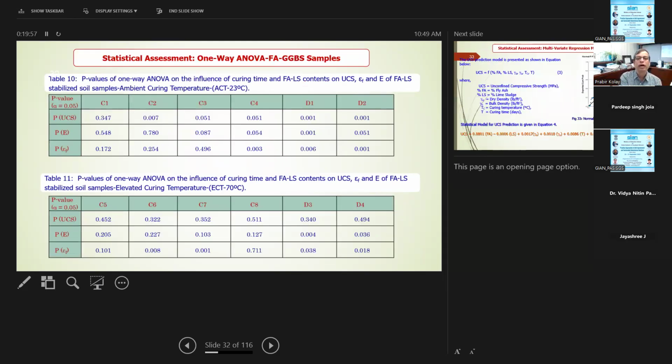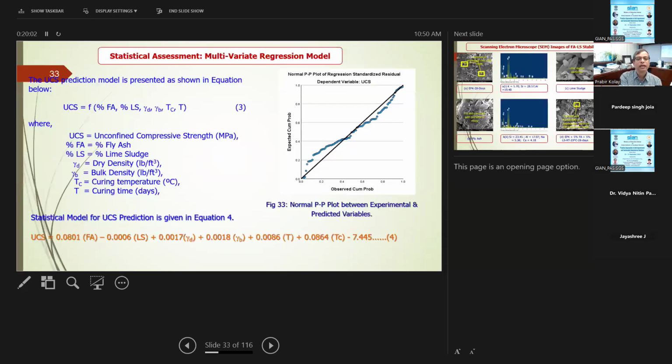We also conducted tests for different combinations. And finally, from the statistical analysis, we developed the regression model. We use the UCS test, where UCS is a function of fly ash, lime sludge, unit weight, dry unit weight, bulk unit weight, the curing temperature and the curing time.